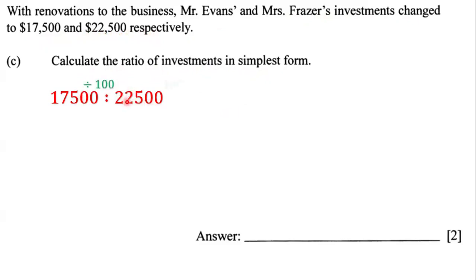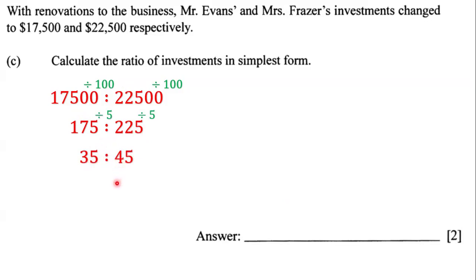So we have to divide both of these by 100. And so when we divide 17,500 by 100, we get 175. And when we divide 22,500 by 100, we get 225. The next thing we're going to do is divide both of these by 5. When we divide both of them by 5, we get 35 and 45.